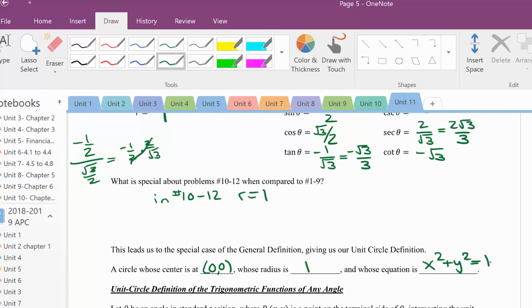And then next video, we'll talk about how to find sine, cosine, tangent based on the unit circle definition.